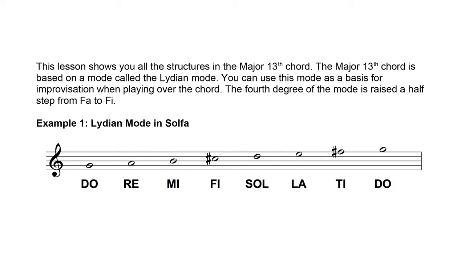This lesson shows you all the structures in the major 13th chord. The major 13th chord is based on a mode called the Lydian mode. You can use this mode as a basis for improvisation when playing over the chord. The fourth degree of the mode is raised a half step from fa to fi.